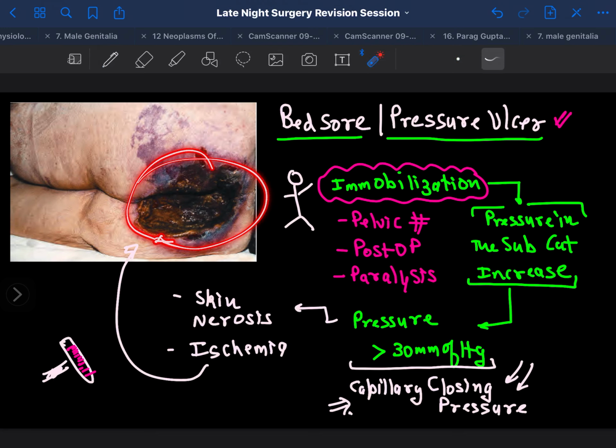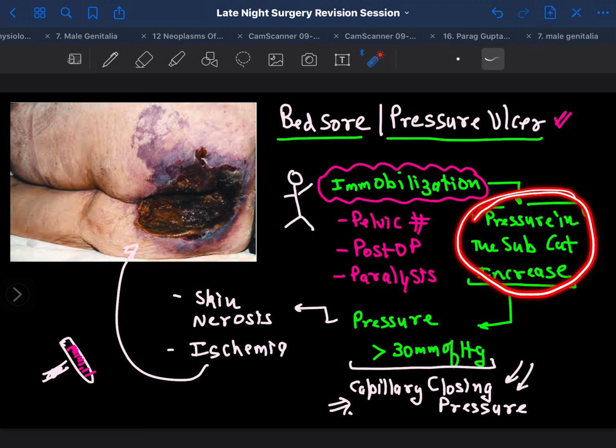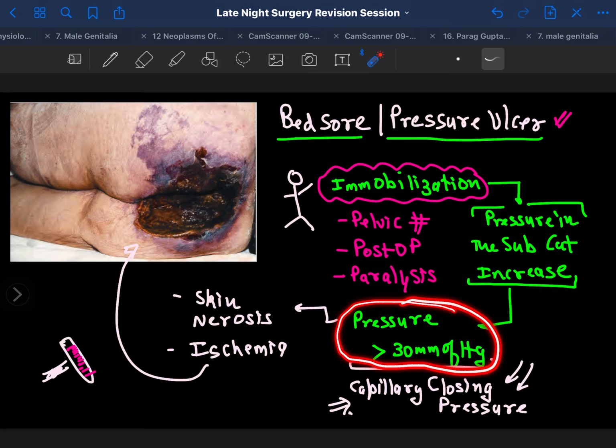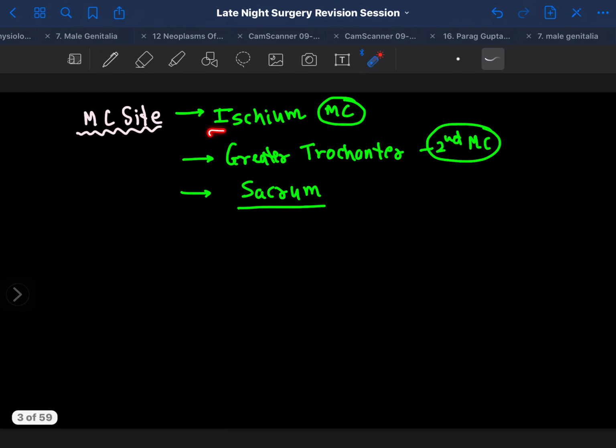So first we talked about this bedsore. It is pretty much evident this is a bedsore. Now what you need to understand is the main predisposing factor for the bedsore is immobilization. So either the patient is having a pelvic fracture, or is a post-operative patient, or let's say the patient has developed paralysis. Because of this, the patient is not able to move. The pressure builds up in the subcutaneous tissue, and if the pressure rises above 30 millimeters of mercury, which is basically your capillary closing pressure, this is the point where skin necrosis and ischemia will set in, and ultimately the patient will land up with a bedsore. So this is about the pathogenesis of the bedsore.